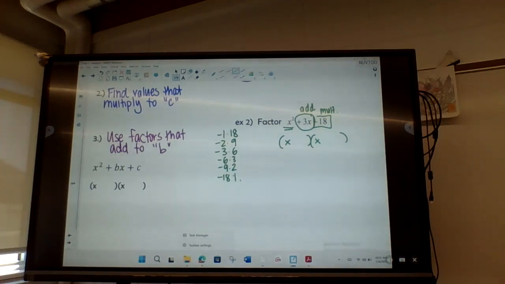And obviously you don't have to write this list every time. This is just what I'm doing in my head. And out of that list, only one of them adds to give me 3, which technically is 6 minus 3, a positive 3. So negative 3, positive 6. And the order you put them in doesn't matter as long as the 6 is positive and the 3 is negative. Okay?